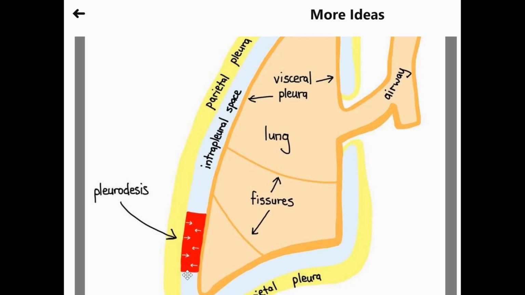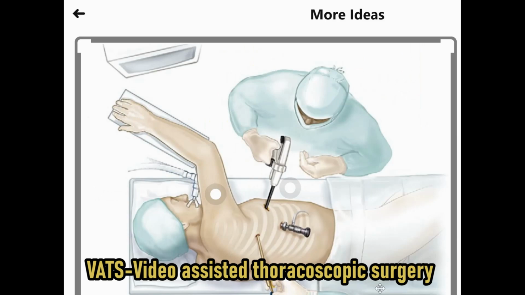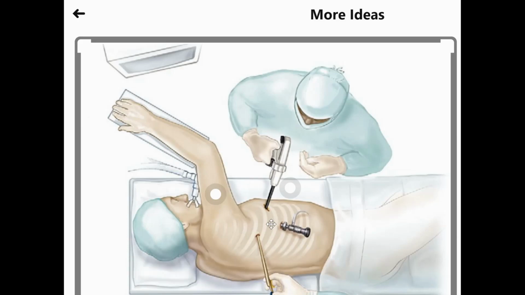Another treatment for recurrent pneumothorax is VATS. What is VATS? It is video-assisted thoracoscopic surgery. It is minimally invasive. A few small incisions are made, and a fiber optic camera is inserted. The surgeon is able to visualize the lung, pleural membrane, and pleural cavity. Surgical instruments are inserted, and leaking areas or blebs are identified and closed off.